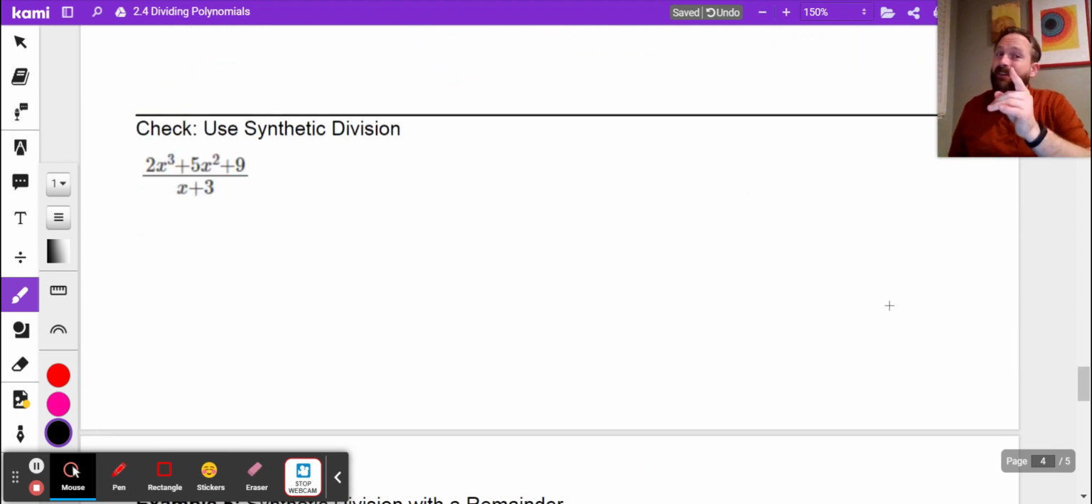So go ahead and use synthetic division on this. Pause it. I want you to try it. Because seriously, this is a check. This is going to be important for your quiz, okay? So try it yourself in 3, 2, 1.